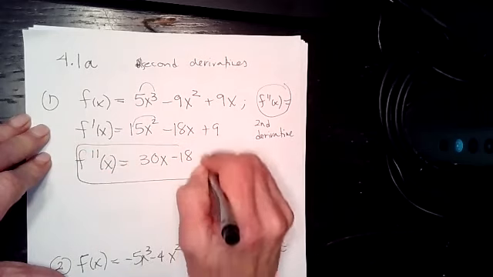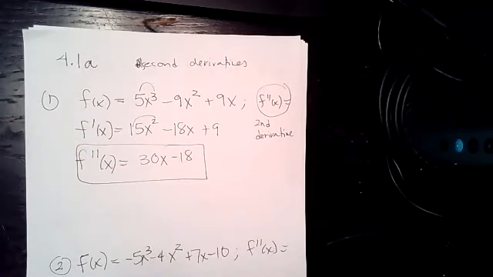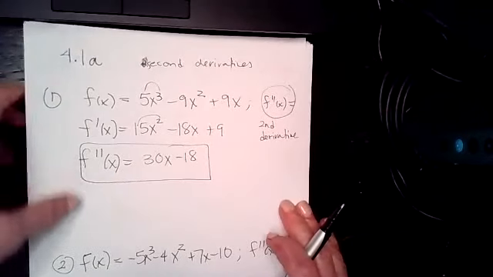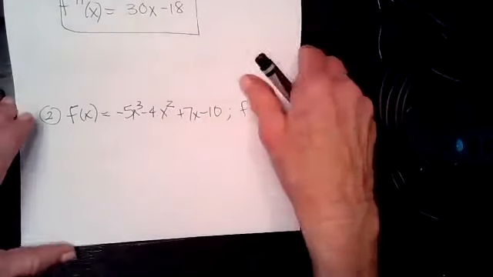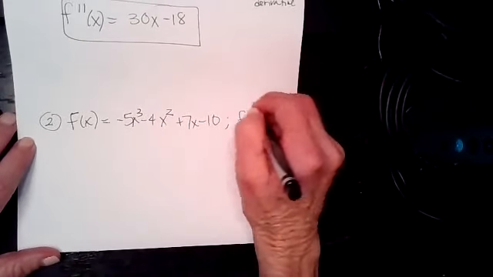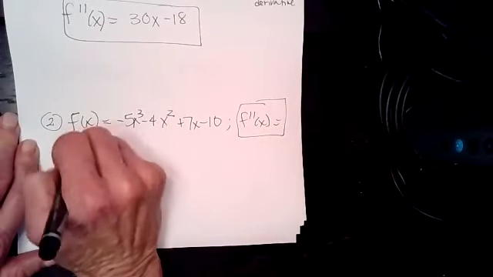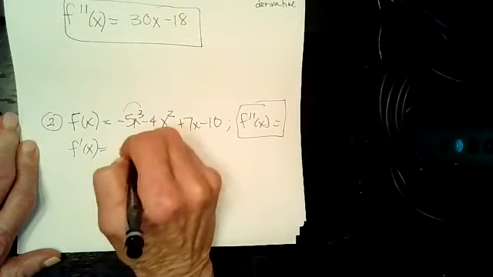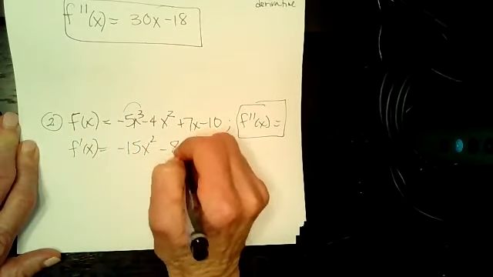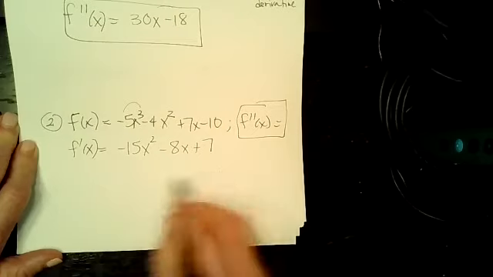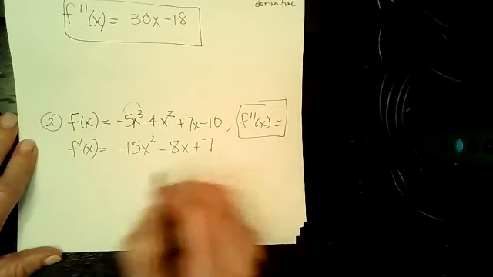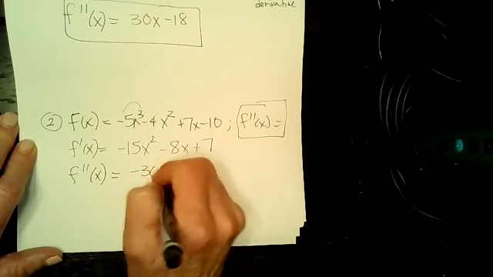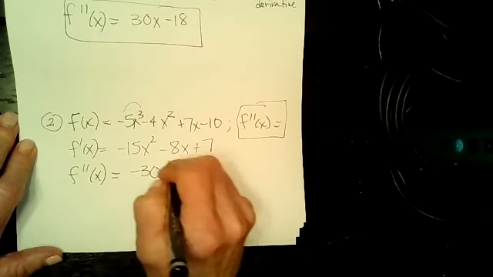And that's it. In a minute, we're going to use the second derivative, so they just want to make sure we can find it. Okay, here's another polynomial, and they say find f double prime. So we find f prime of x. It is negative 15x squared minus 8x plus 7. Thank goodness we don't have to factor that because they want the second derivative. So f double prime of x is negative 30x minus 8.